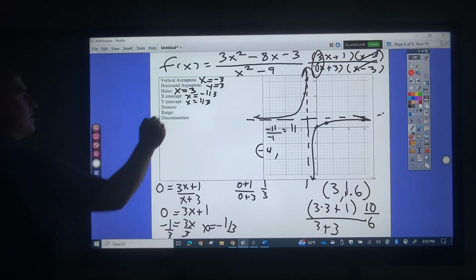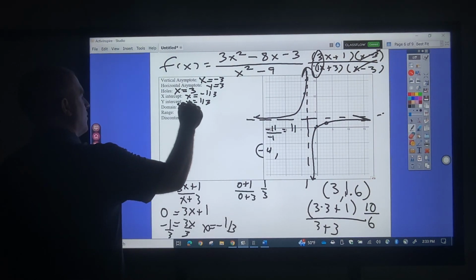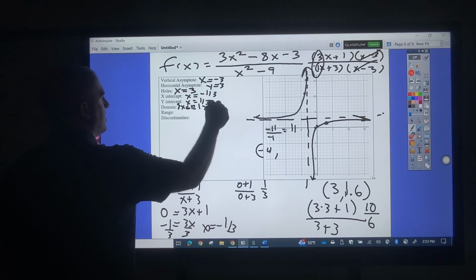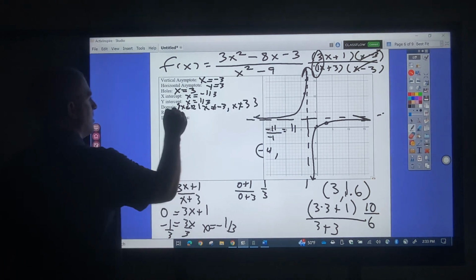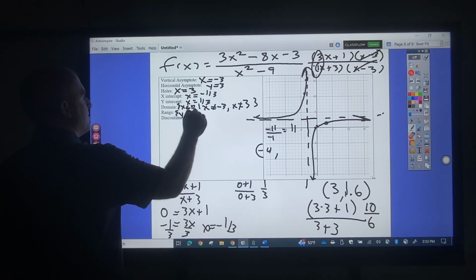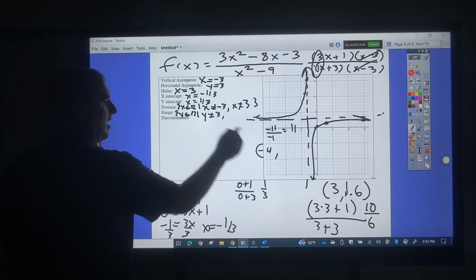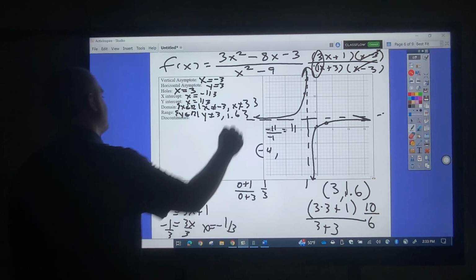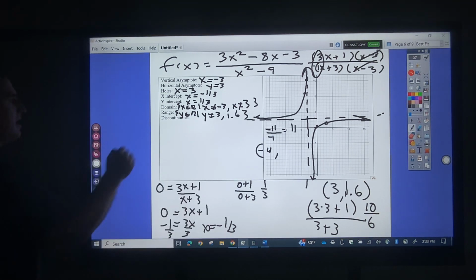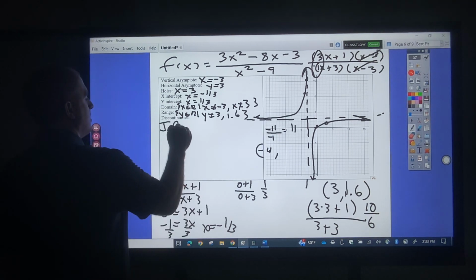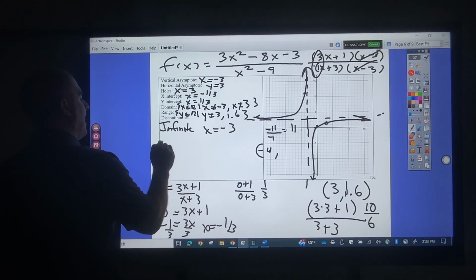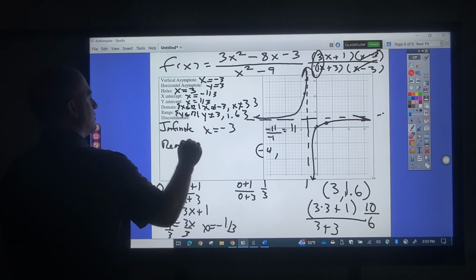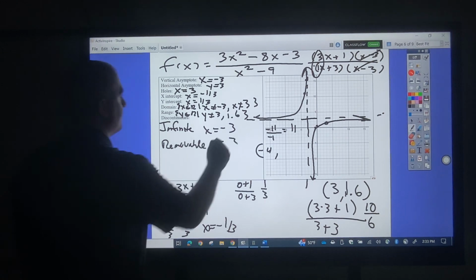Okay, so my domain is an element of all real numbers such that x can't be -3, x can't be 3. You can write it like that as well. My range is y is an element of all real numbers such that y can't be 3 and also 1.6. Okay, my discontinuities, I have an infinite discontinuity, which is the vertical asymptote at x equals -3. I have a removable, which is the hole at x equals 3.